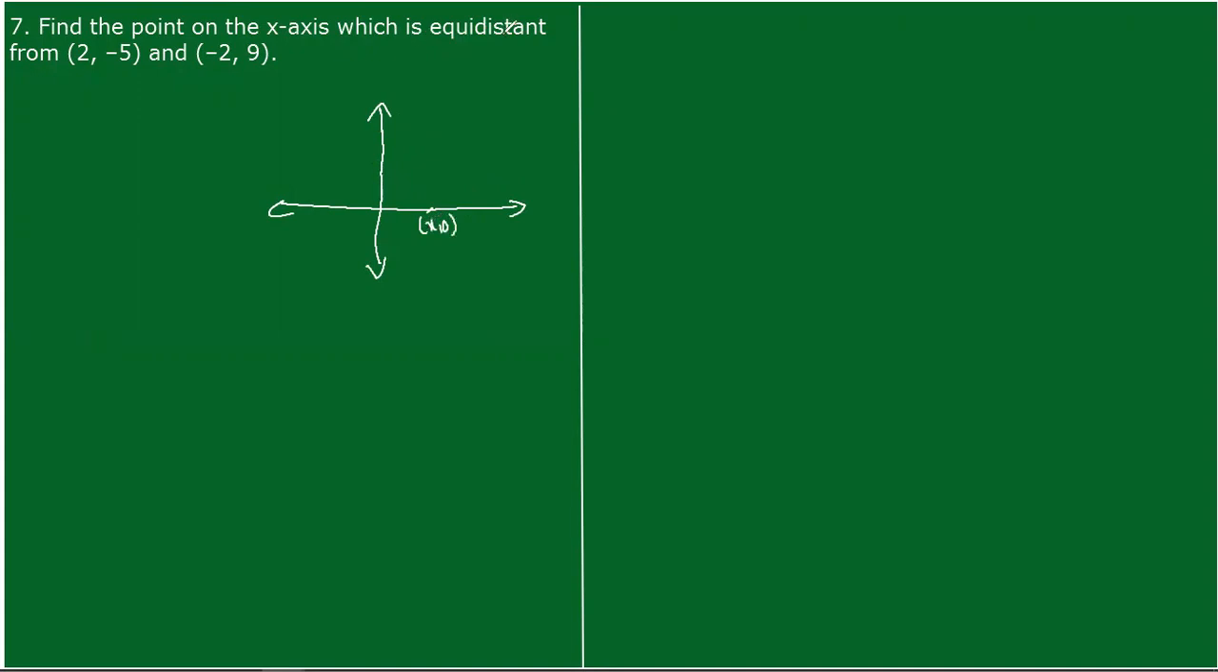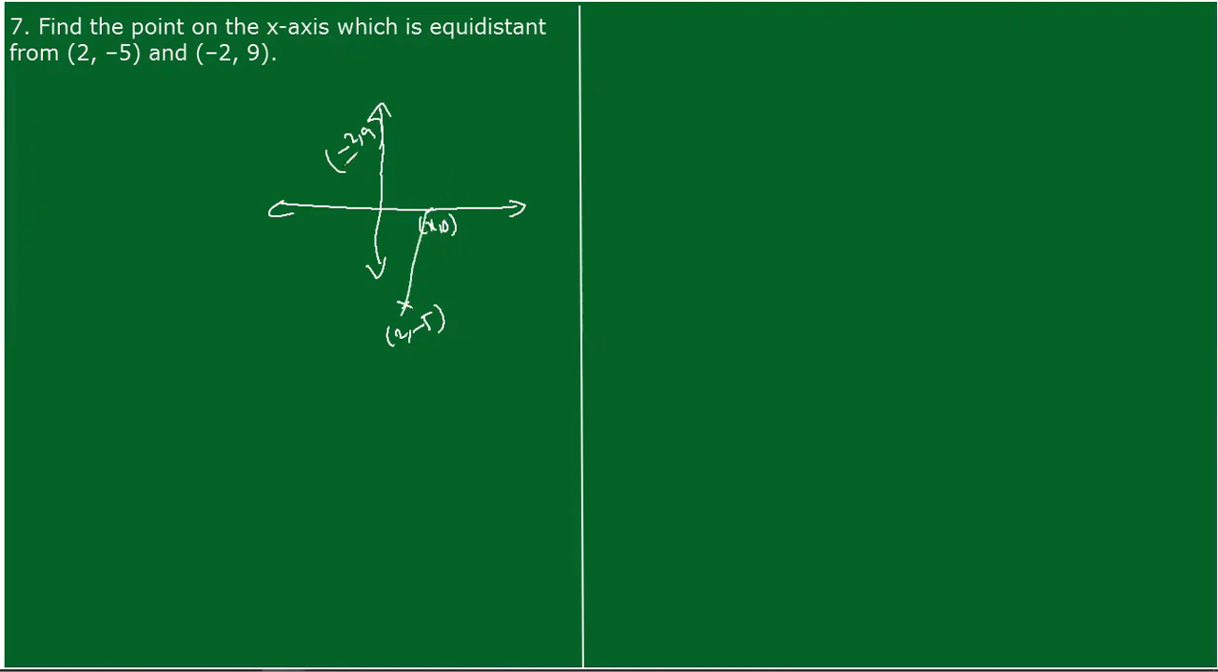And what are the other 2 points? One is (2, -5) and the other is (-2, 9). So (2, -5) will be around here, 2 is around here. Just roughly I'm taking (2, -5). And the other point is (-2, 9), it will be around here. Minus 2 will be this side. So these are the 2 points.